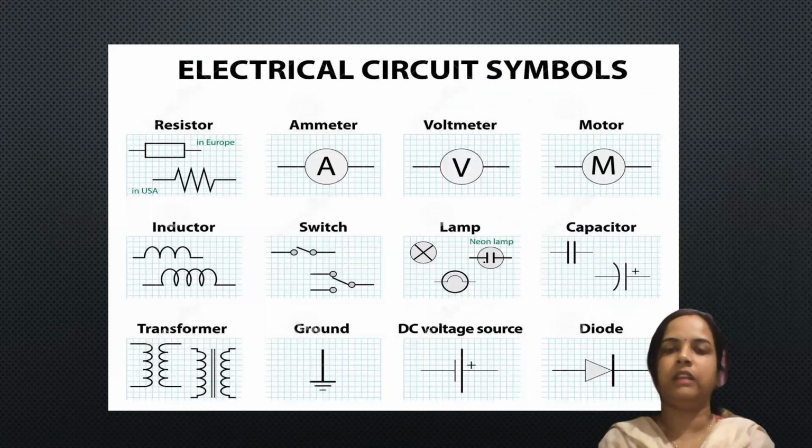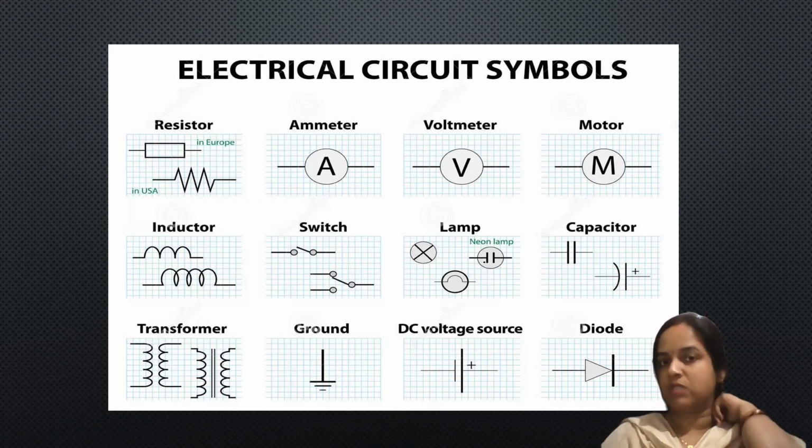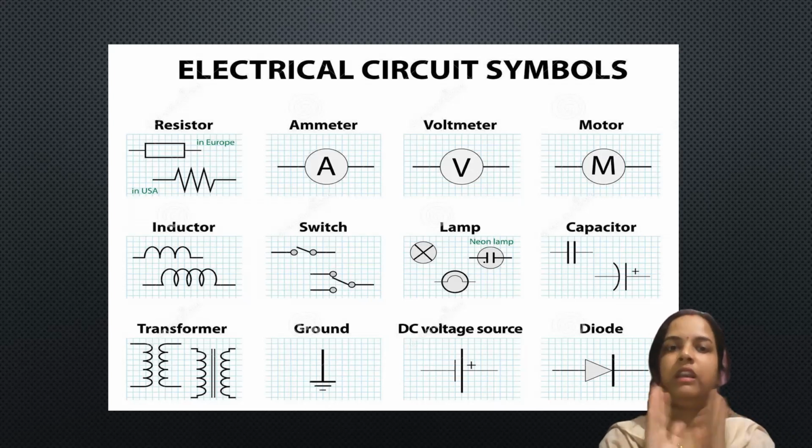Now that's what I'm talking about, the different circuit symbols. Now see, there are different circuit symbols. They have different applications in the electric circuit. I am just briefing you that this is the resistor. This resists the current. Okay, resistor means to resist something, that is, it resists the current. Ammeter, voltmeter, motors, these are all used for measuring things. Ammeter is used for measuring the current, voltmeter is used for measuring the voltage.